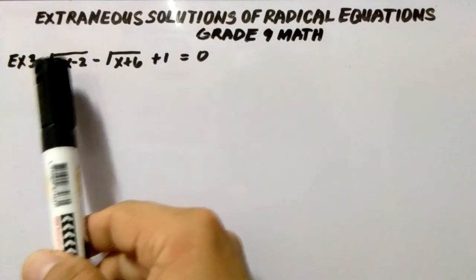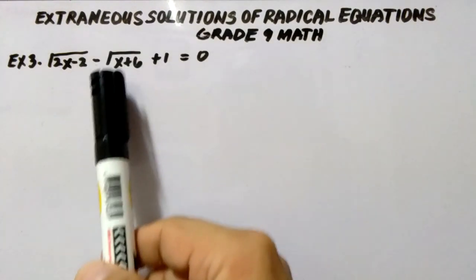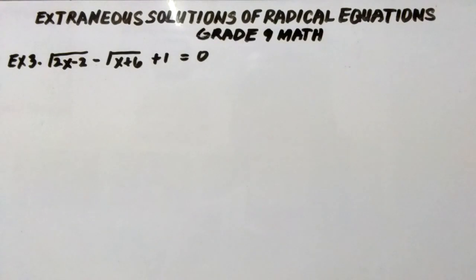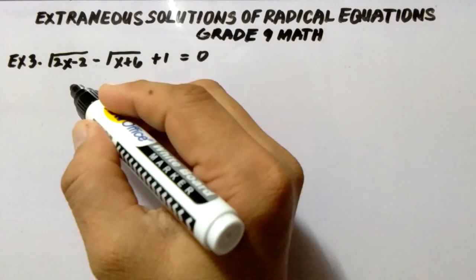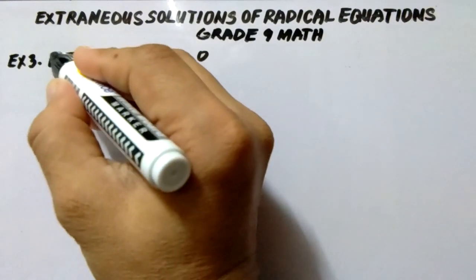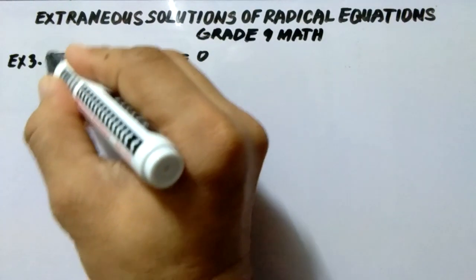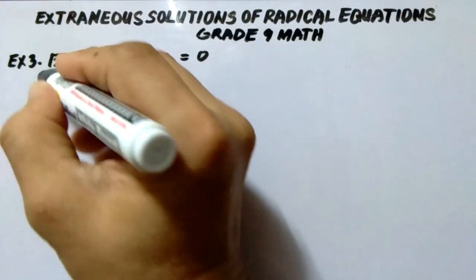Example number 3, square root of 2x minus 2 minus square root of x plus 6 plus 1 is equal to 0. Then, ang una po natin gagawin is to isolate one radical. So, ihiwalay po natin ang isang radical. May iwan po dito sa may left side. So, ito po yan. Square root of 2x minus 2.